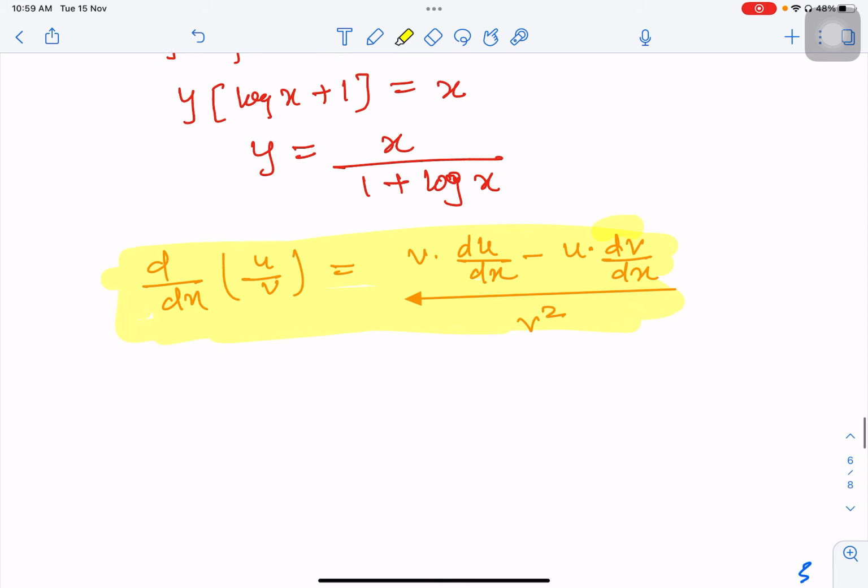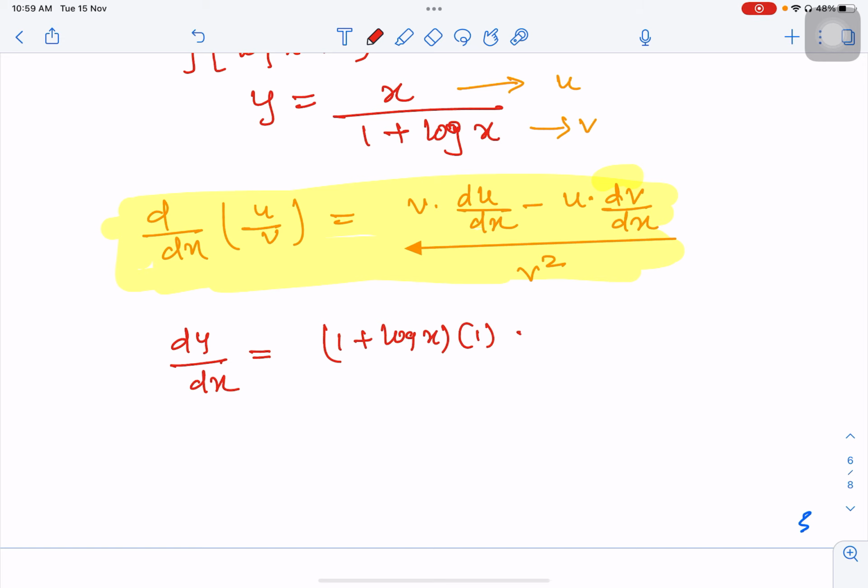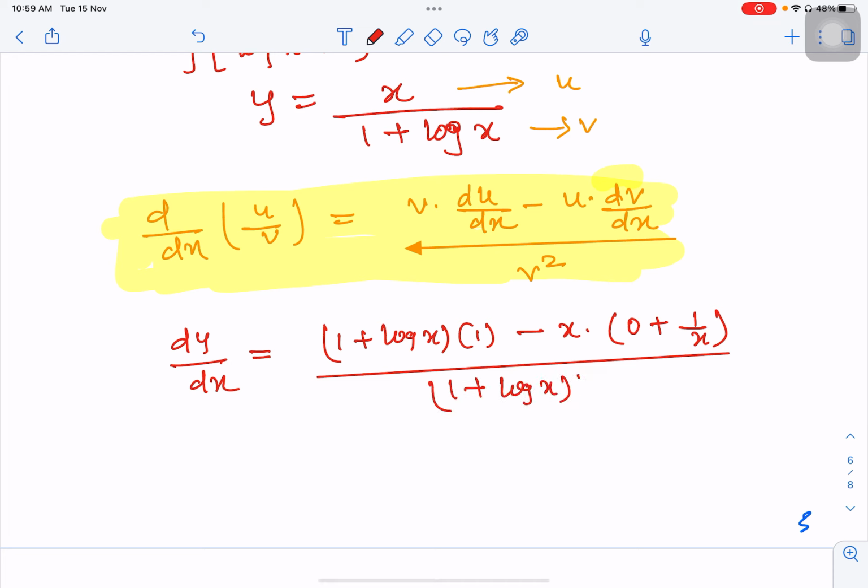So we will use this formula. If you use this formula, you can see that this is nothing but u and this is nothing but what? V. So once we are clear with what is u and v, what will dy by dx be? Keep v as it is, that is 1 plus log x as it is. Derivative of x, which will be 1. Keep x as it is and derivative of 1 plus log x. Derivative of 1 is 0, derivative of log x is 1 by x. Over we will have 1 plus log x the whole square.